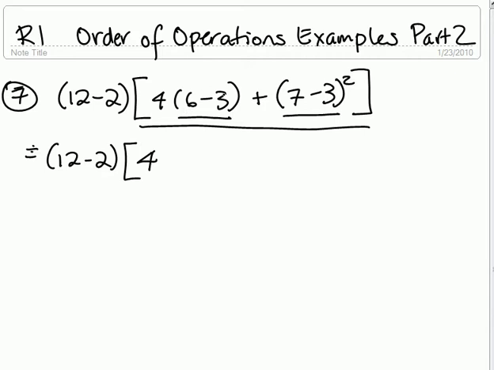4, inside that parentheses, 6 minus 3 is 3, and I haven't lost my parentheses because we noticed that those parentheses also serve as multiplication. Plus 7 minus 3 is 4, parentheses squared, close bracket. We still are working inside that big parentheses there. We've got two things going on.